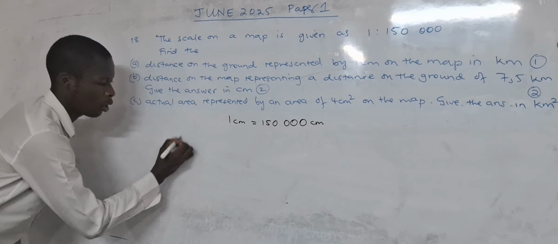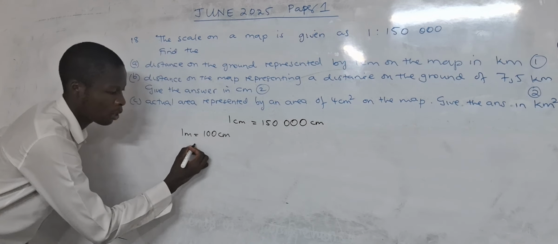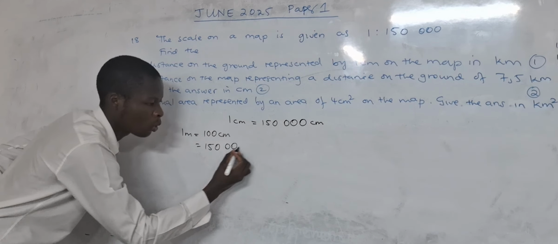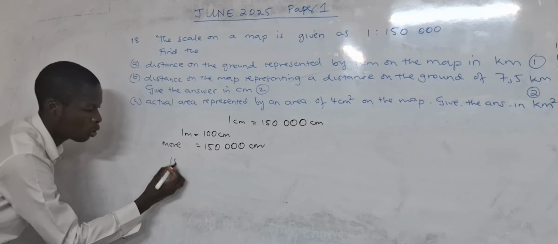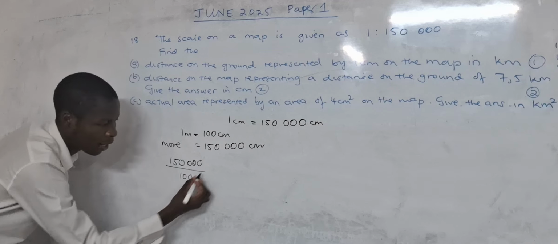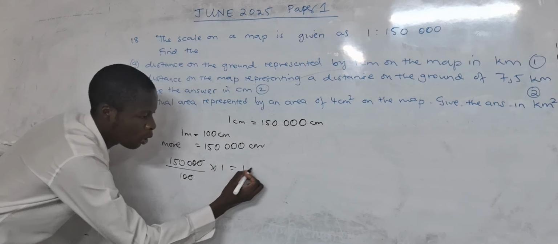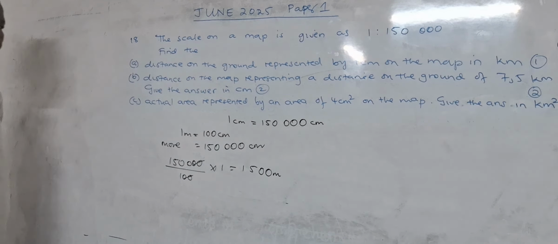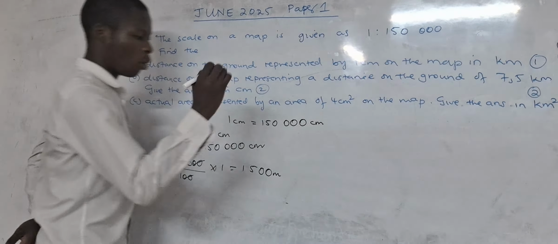We know this. 1 meter is equal to 100 centimeters. Okay? What about this 150,000 centimeters? This is more. Okay? So you say 150,000 divided by 100 times 1. What is the answer? You are going to get 1,500 meters. So we have converted these centimeters into meters. We also know this.